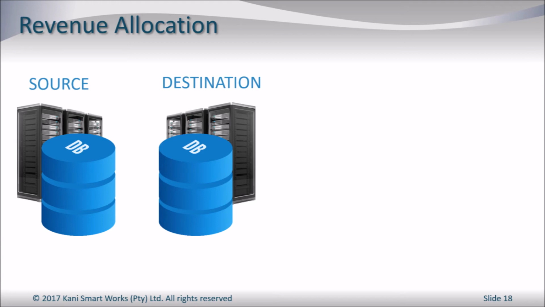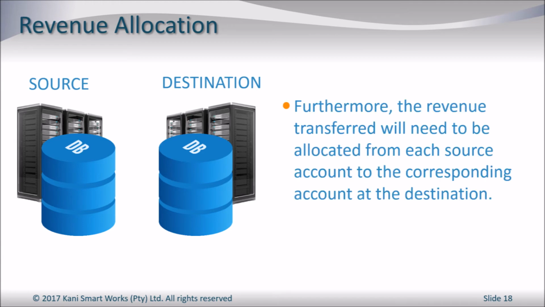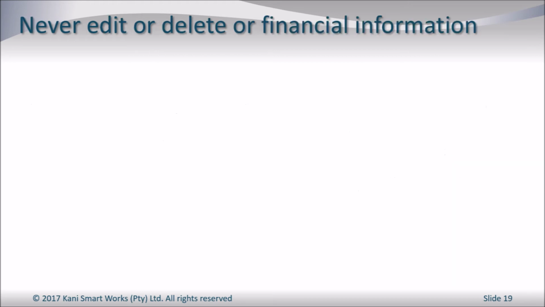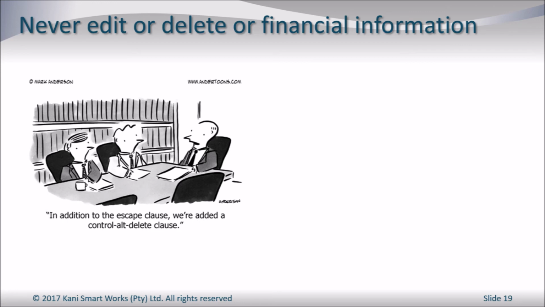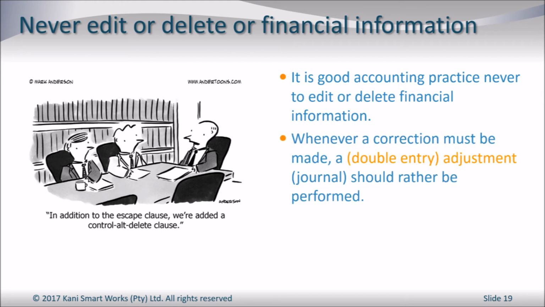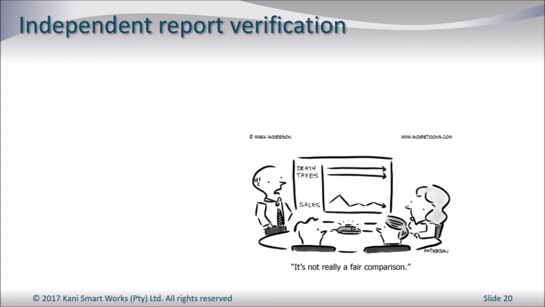One would also need to look at the revenue allocation process. The revenue transferred will need to be allocated from each source account to the corresponding account at the destination. There are also good guidelines in terms of editing or deleting financial information. It's good accounting practice never to edit or delete that information. Whenever a correction must be made, a double entry adjustment or journal should rather be performed. Auditing should be a key feature of adjustments. An independent report verification is recommended as a final check.